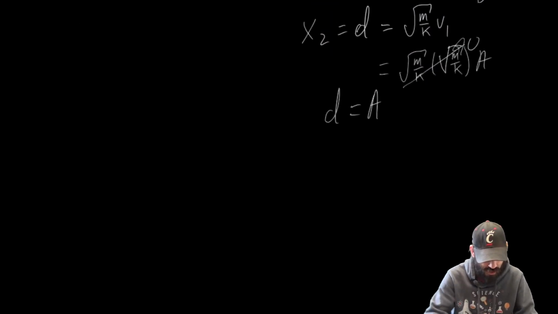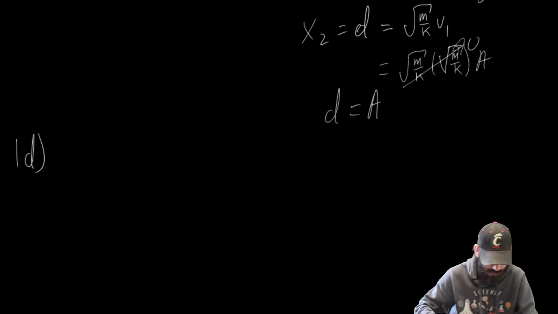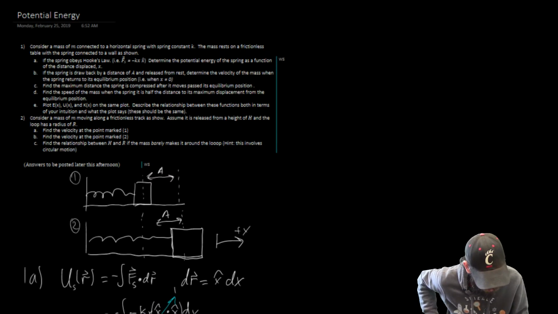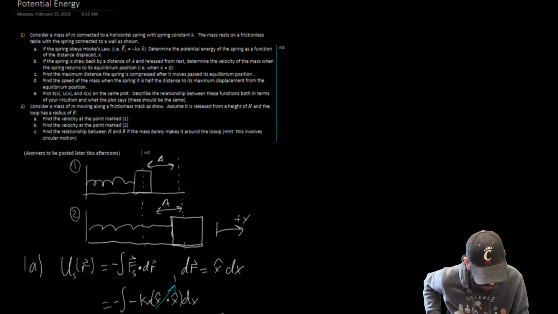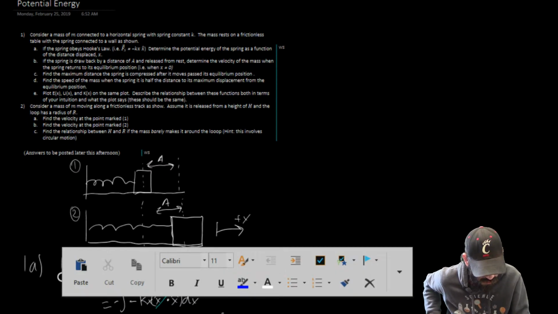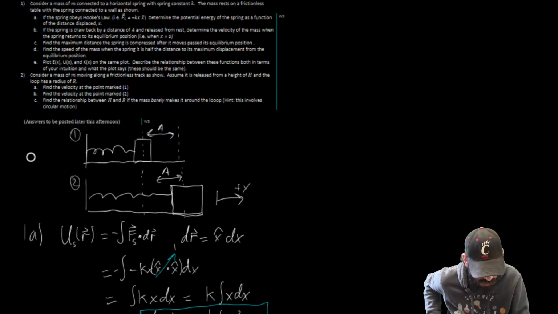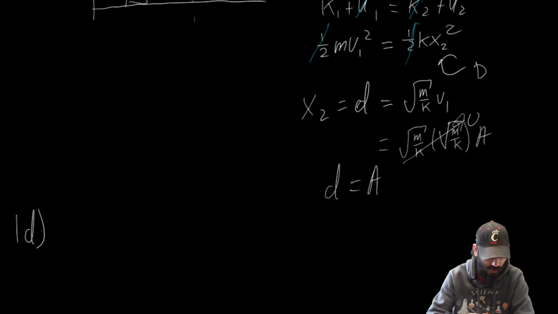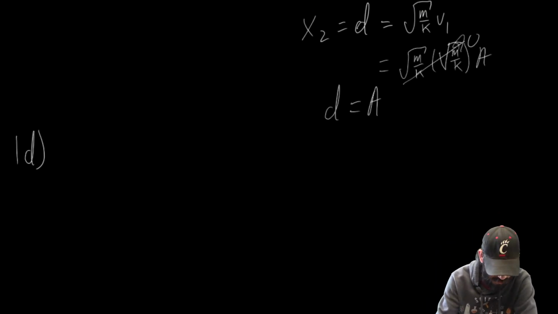Okay. The next part. So this is going to be 1d. 1d says find the speed of the mass when the spring is half its distance to its maximum displacement from the equilibrium position. So now what we're going to do is draw this again.